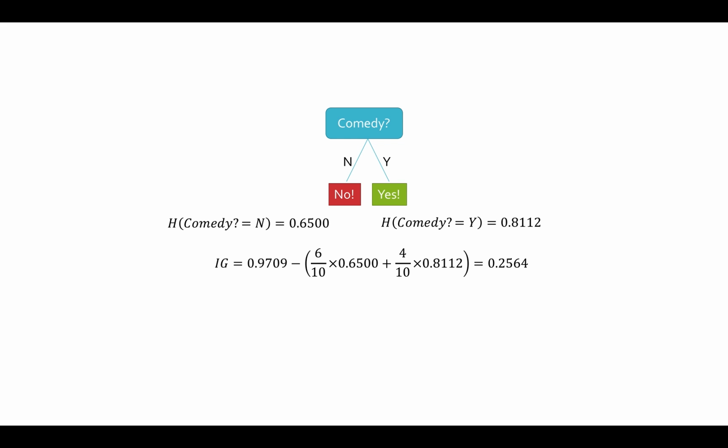With the entropy on the left side calculated and the entropy on the right side calculated, we know there's 6 samples on the left and 4 samples on the right, and so we calculate information gain like so, and we get 0.25.